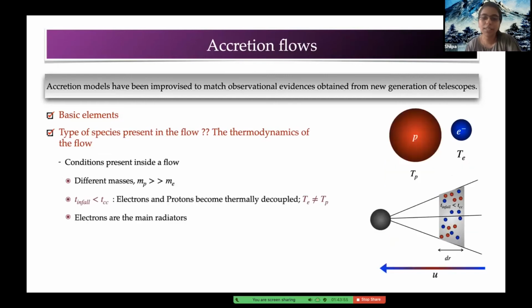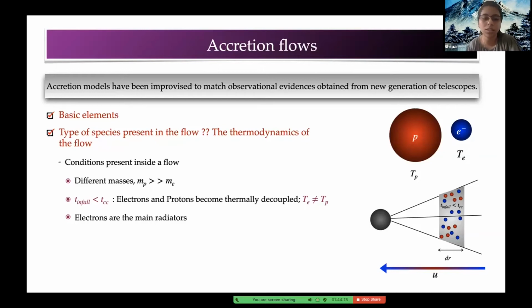So first of all is the difference in the masses. The mass of the proton, as we know, is 1,000 times larger than the mass of the electron. So it is obvious that their temperature could be different. The second point is that the infall timescales are generally shorter than the Coulomb coupling timescale. This condition has been found to be true in most astrophysical cases.